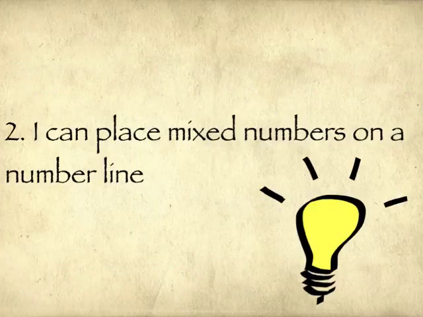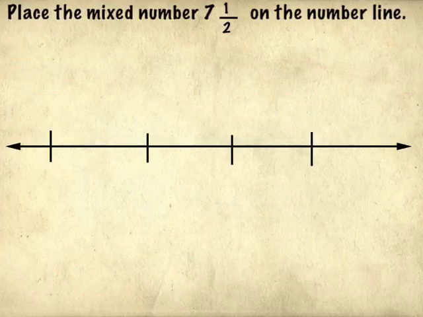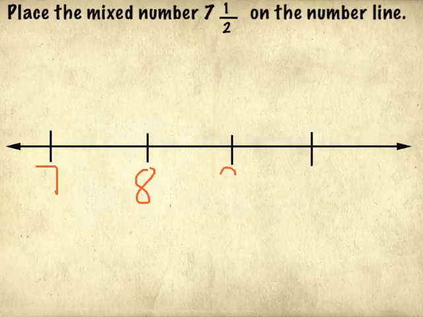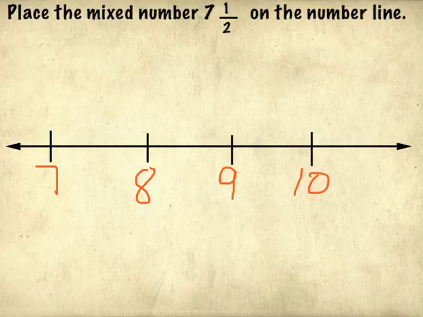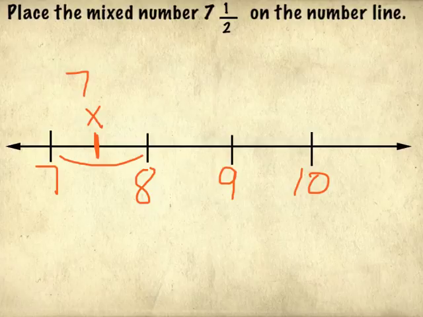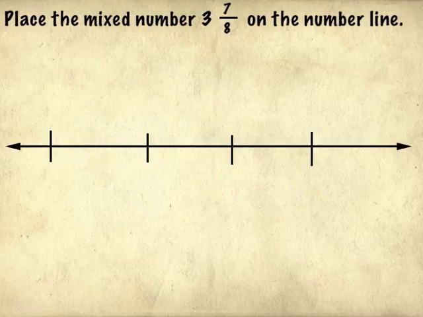And our second objective for today is to place mixed numbers on a number line. So here's a question asking me to place the mixed number 7.5 on the number line. I'm going to go ahead and number the number line: 7, 8, 9, 10. And then I have to decide where 7.5 would go. Well, a half means I've taken the space between 7 and 8 and divided it into exactly 2 parts, and I've used up one of them. So 7.5 would go right here on the number line, halfway between 7 and 8, which makes sense.